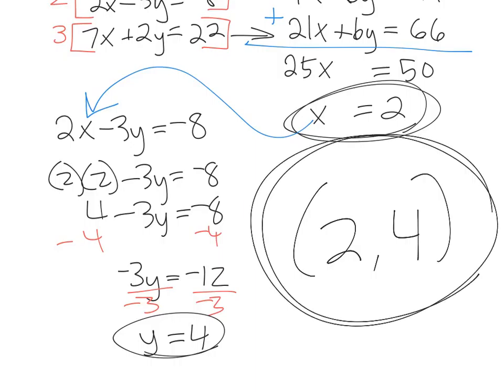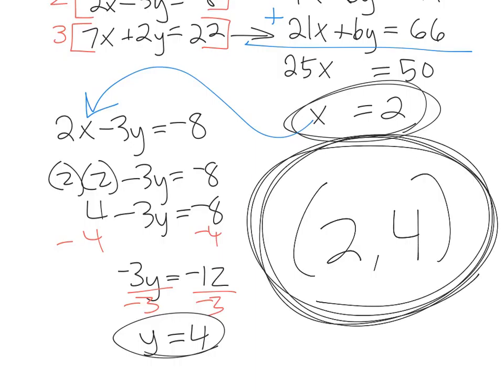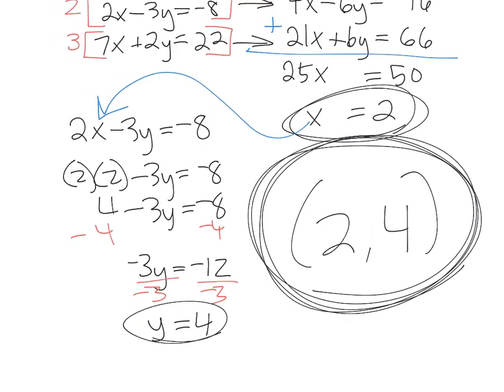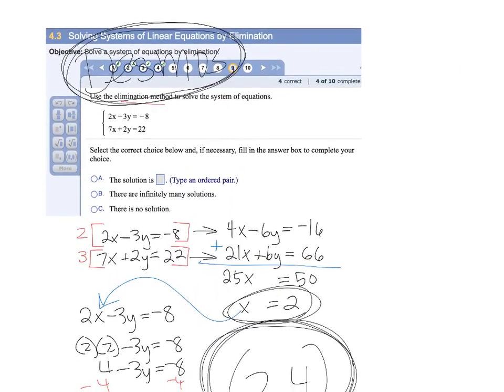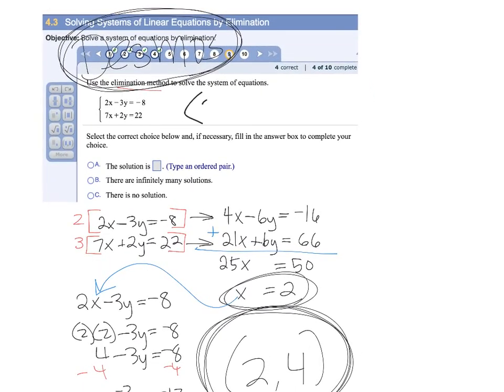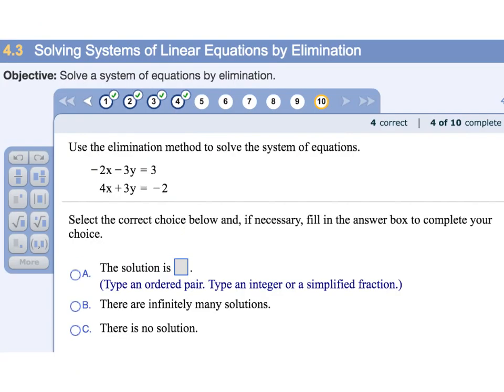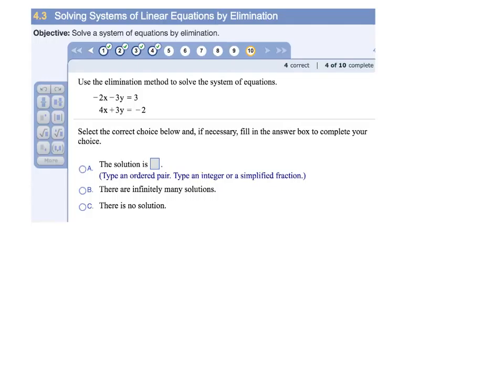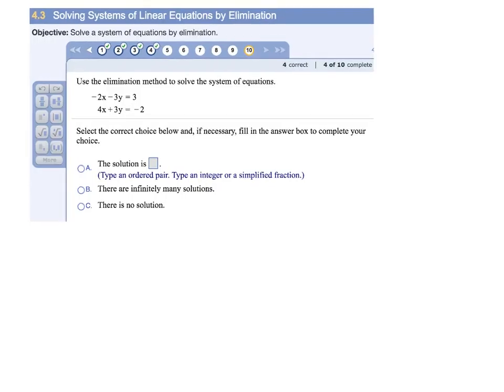Now on this one, since these are nice, beautiful, simple little whole numbers, it would have been way quicker to use Desmos because that would have given us the answer without having to do any algebra whatsoever. All right, last one. Again, heads up, use Desmos. But I'm going to quickly do the algebra.